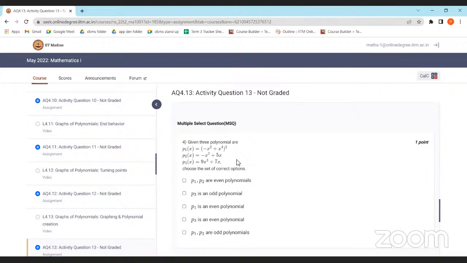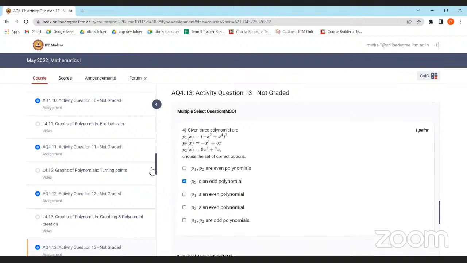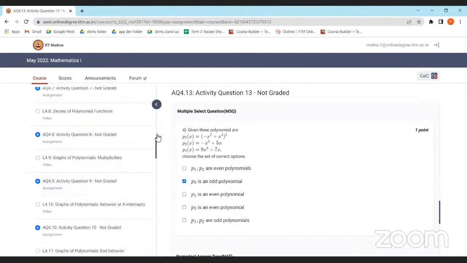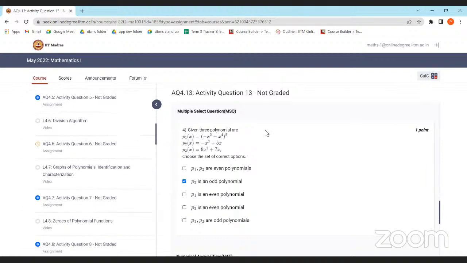Here if you replace x by minus x, then we'll get minus 9x cubed minus 7x, and minus common, so minus of the whole term. Yes, sir, this is an odd polynomial. That's it. Okay, any other doubt in any of the activity questions?